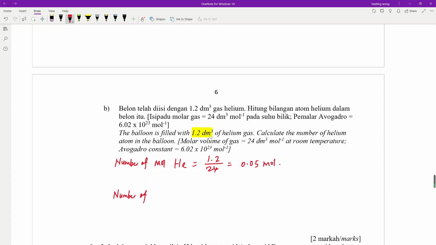Okay, so once you have the mole already, you can find the number of helium atoms. So mole is 0.05 times the Avogadro constant NA, right? So 6.02 times 10 power 23. So you will get 3.01 times 10 power 22 atoms.